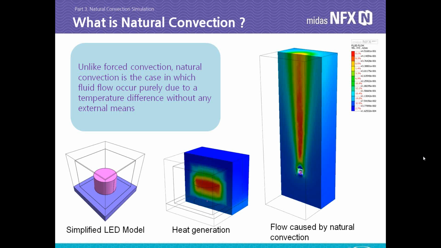So this is a simplified LED model. So you see the chip here generates some heat around, and this is the flow which is upstream of this LED, which is caused by this natural convection. So in natural convection, you don't need to apply any fan or anything. This is only the density; the heat transfer, actually the heat generation, is causing some dilatation of the air around the model, which is causing some movement of the fluid.